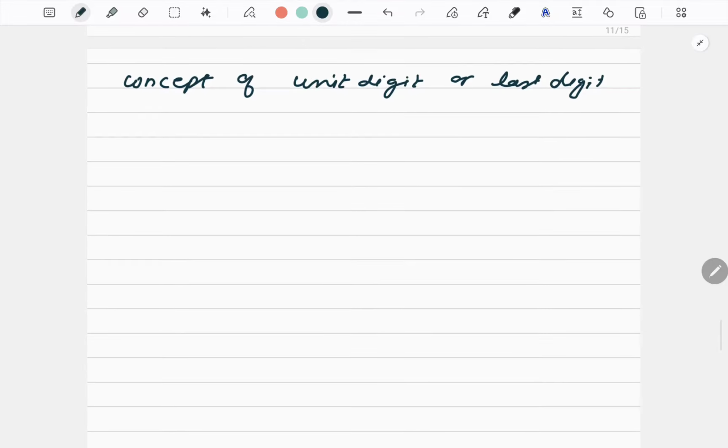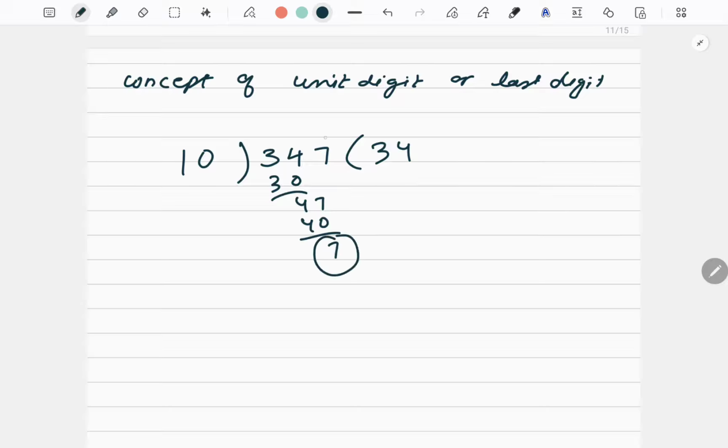Now, the next question is a new concept, which is the unit digit or the last digit. Please understand one thing, a very simple thing. You write down any number. Suppose 347. If I divide this number by 10, 10 3s are 30, 47. 10 4s are 40. What is left? The last digit. Means whenever I am dividing any number by 10, the remainder is the last digit.